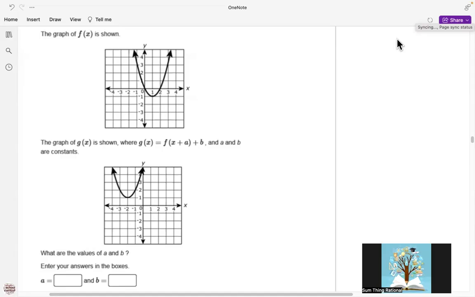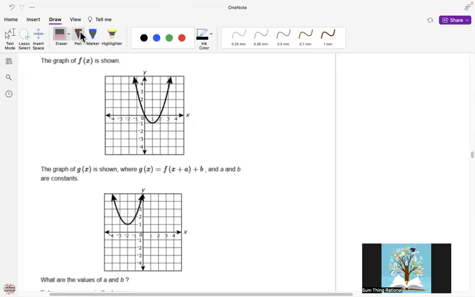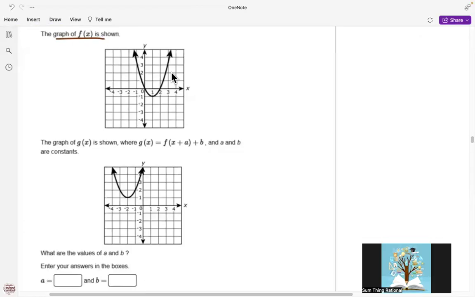Most of the questions are about transformation of quadratic functions. So, another question is here. f of x is shown. You can pause the video and read the question first to understand it. f of x is shown here in the first graph. In the first graph, f of x is given to us.